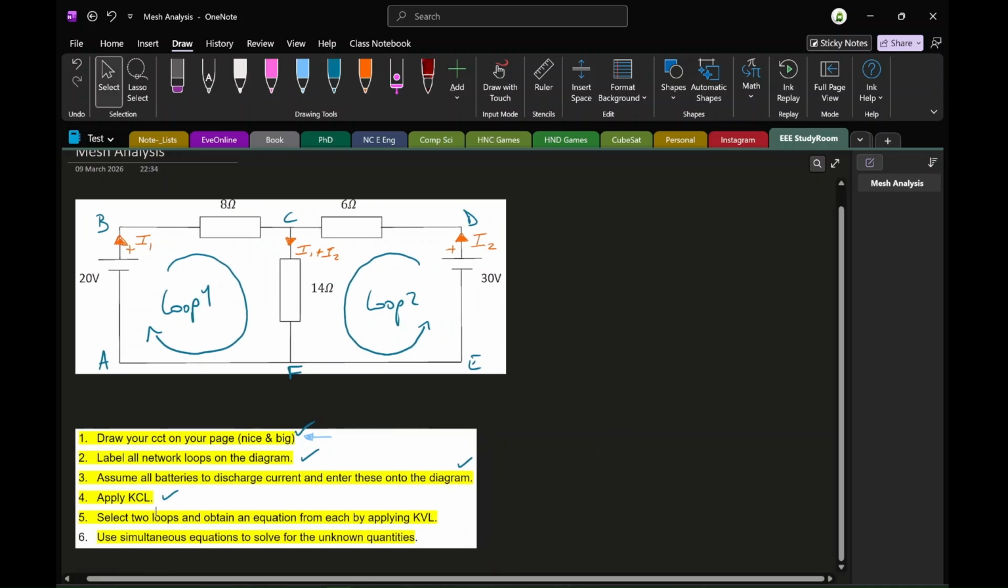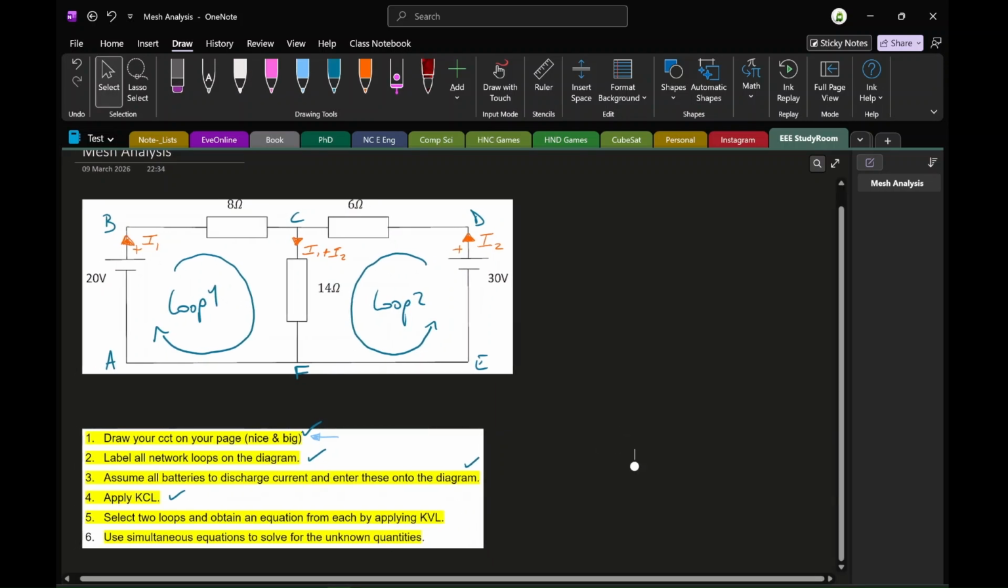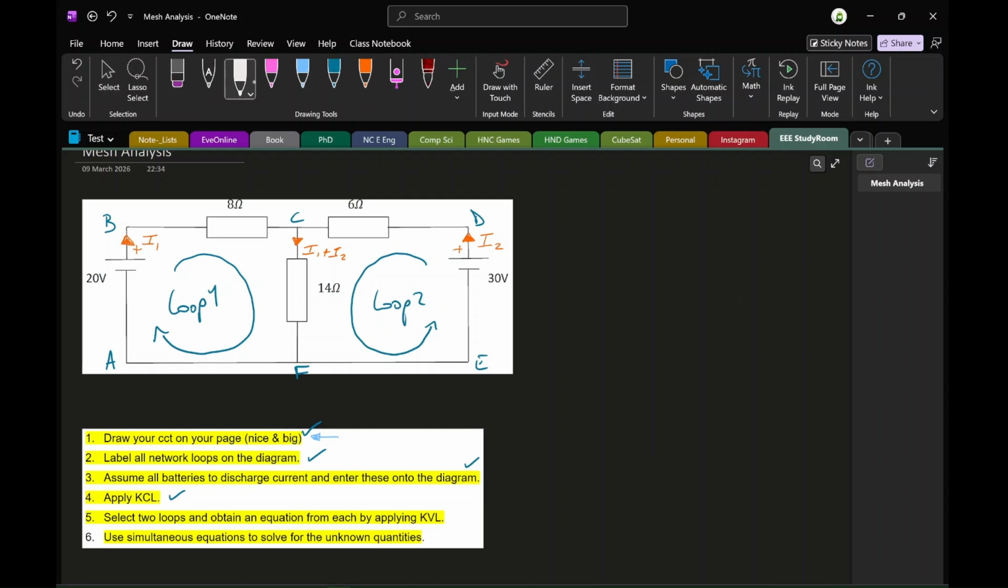So let's consider this over here. We know from Kirchhoff's voltage law that, I'm going to paraphrase it, the supply voltage is going to be equal to the sum of the voltage drops around the circuit. So I'm going to simply apply that, but subbing in Ohm's law for V. In other words, I times R.